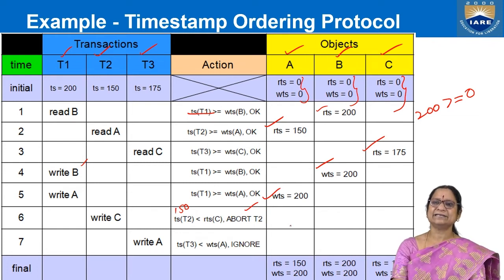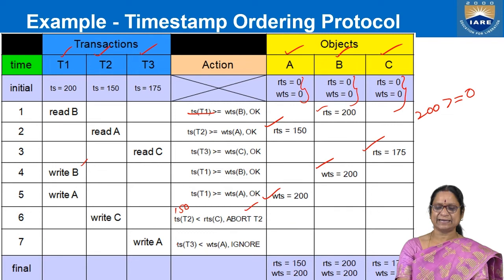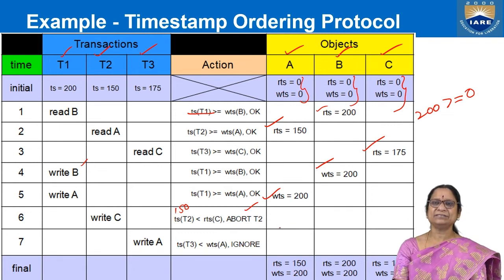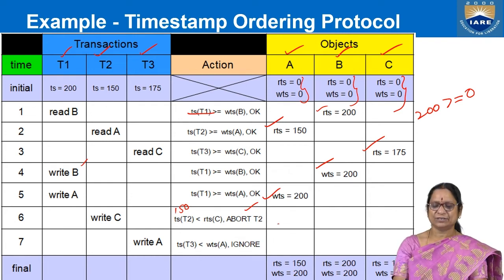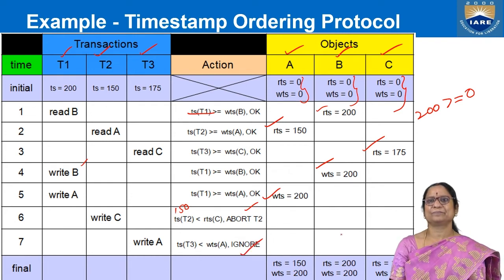Next, write A. In this case, TS of T3 is 175, and we have to check with the read timestamp of A and write timestamp of A. What is read timestamp of A? 150. Fine. TS of T3 is greater than read timestamp of 150, so that's why it need not be aborted. But what is the second condition? I have to check with the write timestamp also. But TS of T3 is less than the write timestamp of A. So that's why we have to ignore it.